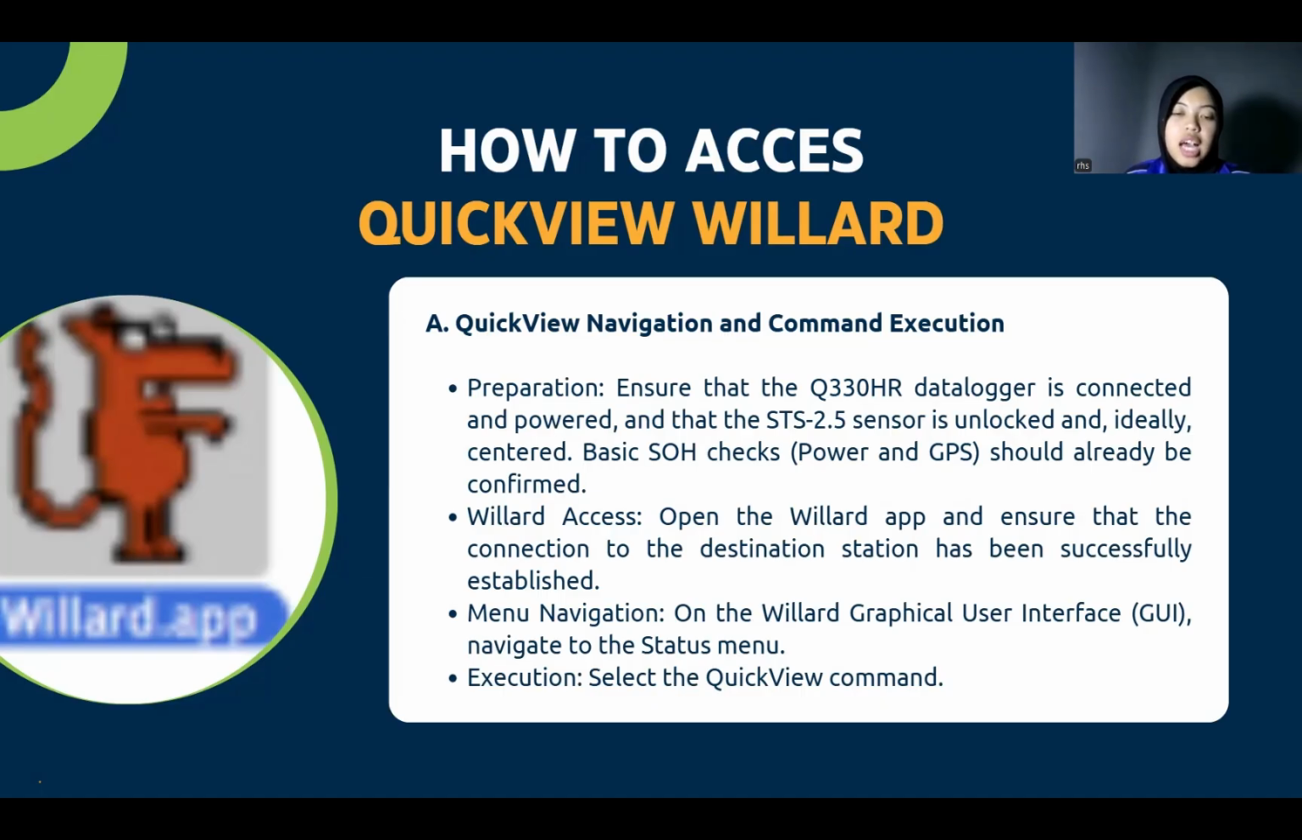When you access the Willard, open the Willard app and ensure that the connection to the destination station has been successfully established. In the menu navigation on the Willard Graphical User Interface, or GUI, navigate to the status menu. And the execution is select the quick view command.